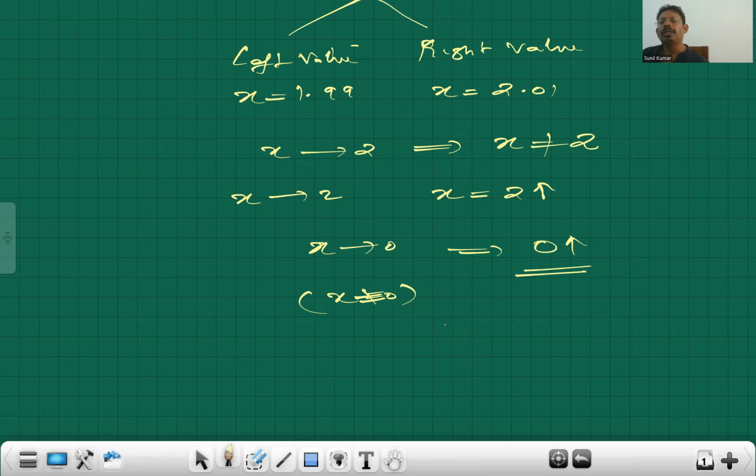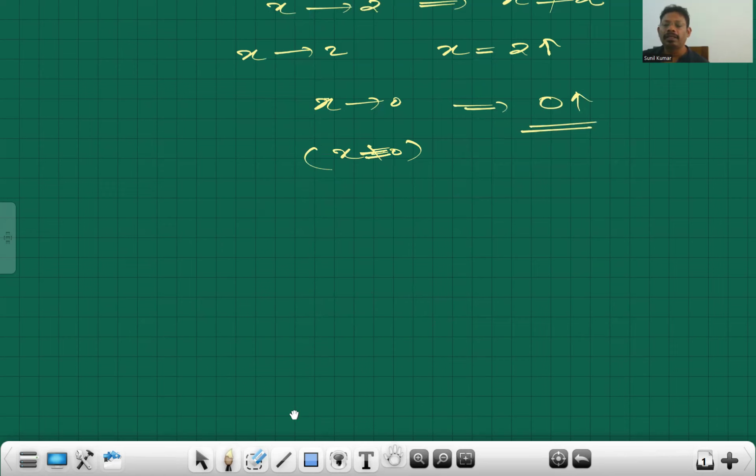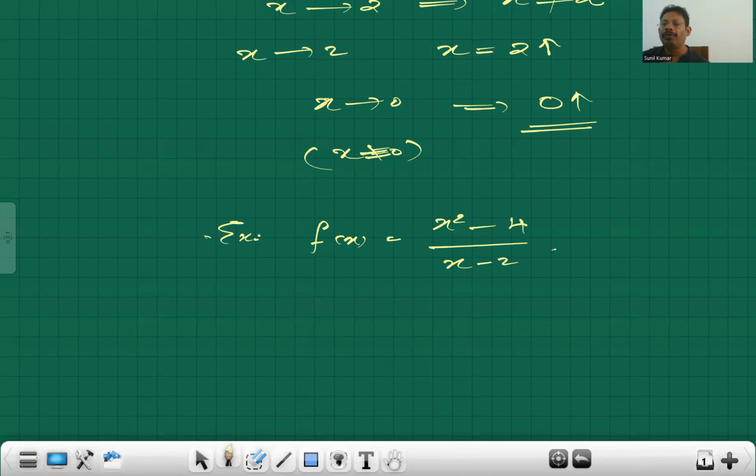Now, in the earlier example, we discussed x tending to 2 with x plus 4, where 2 is in the domain of the function. But in some cases, whenever we consider a function like this, let me write an example: f(x) equal to (x square minus 4) divided by (x minus 2). It is very clear that x is not equal to 2, or 2 is not in the domain of that function.